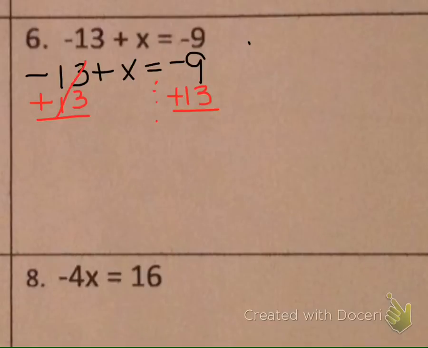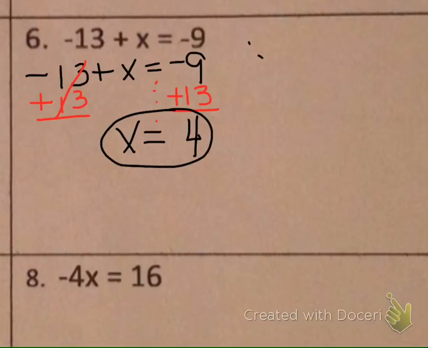Negative 13 plus 13 cancels out. I'm left with x on the left side. Bring down my equal. Negative 9 plus 13, I have different signs, subtract. 13 minus 9 is 4, and that would be a positive 4 because 13 is the larger number.